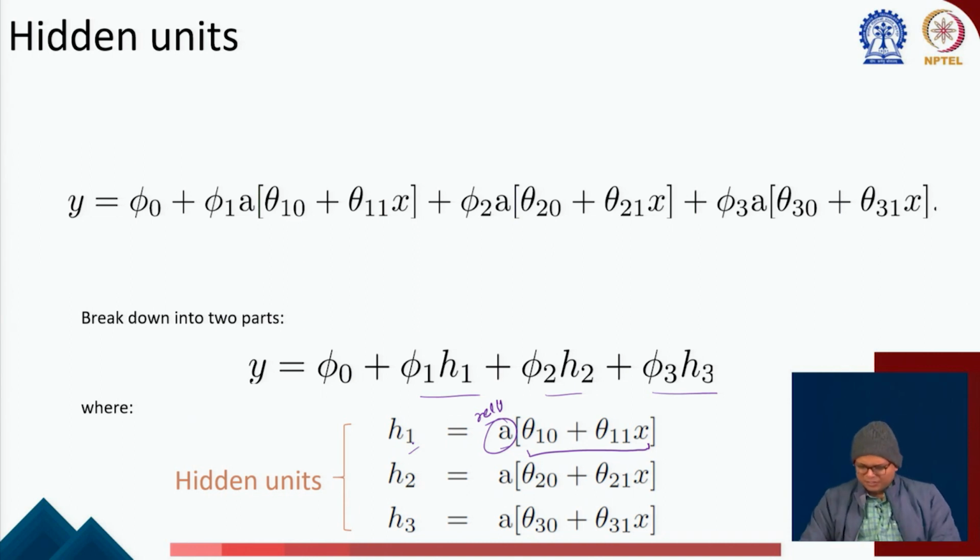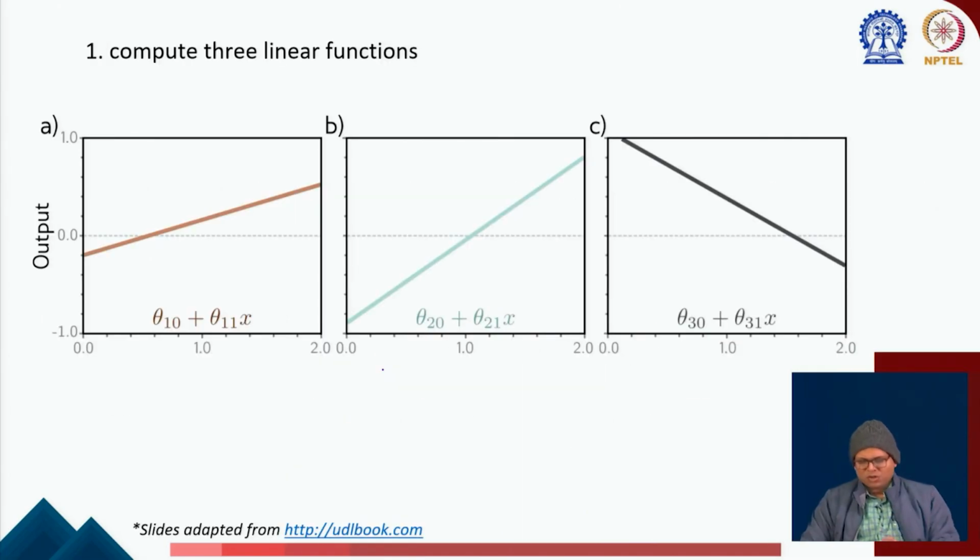Input to hidden is this, right? And then you just combine 3 such hidden units and add some offset. So a linear combination of that plus an offset. That's all the shallow neural network is. So it should not be very difficult to understand. So let's see. We have 3 different linear equations. So theta 1 0 plus theta 1 1 x. Let's say one equation is like that for some choices of theta 1 0 and theta 1 1. For example, theta 1 1 is greater than 0, so the slope is positive, and theta 1 0 is less than 0, so the y offset is negative.